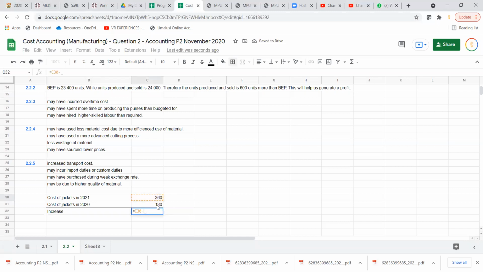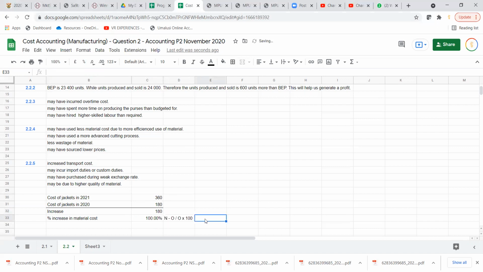of that minus 180. So the percentage increase in material costs would be equal to the increase divided by the old amount, the original amount. So the increase is simply 100%. How we get this is simply new minus old divided by old times 100.